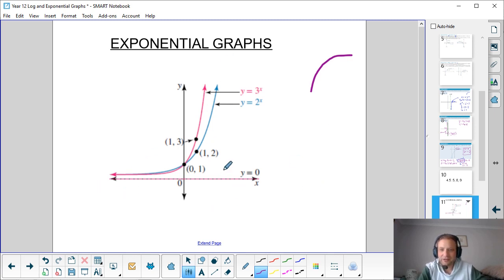One thing you might want to note for your reference points, this is my base, right? There's a 2 in my equation, and there's a 2 here, right? The point 1, 2, right? The point 1, 3 is part of this graph here because it's 3 to the power of x.